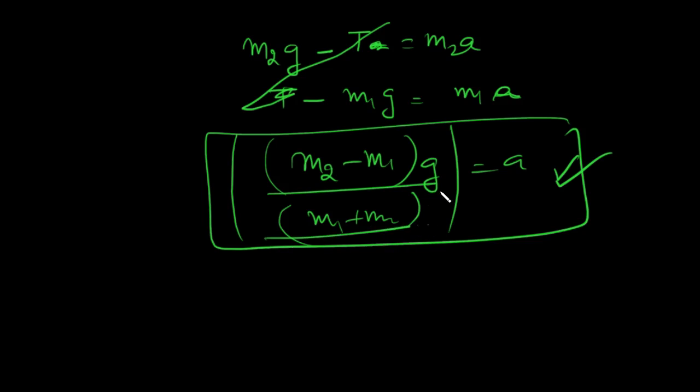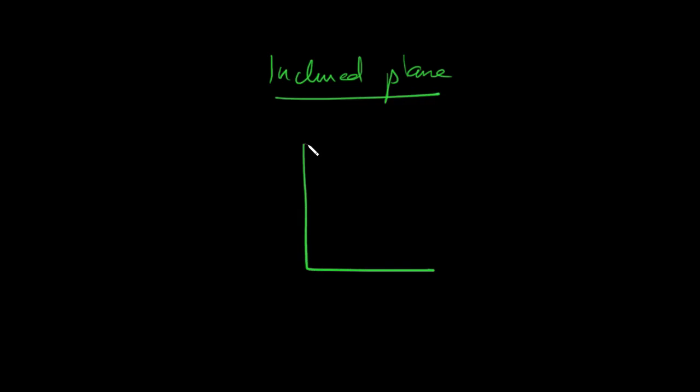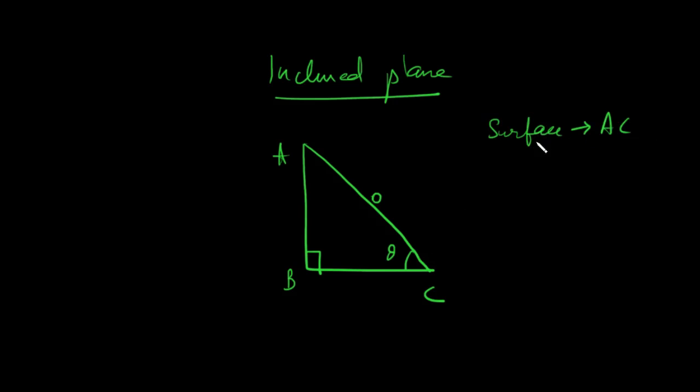Okay, so now we study another system known as the inclined plane. In an inclined plane, suppose this is an inclined plane ABC. This is 90 degrees and this angle is theta. A particle is kept on the surface of the inclined plane. The surface of the inclined plane is AC. The particle will move along this surface only, and this is the ground, horizontal.